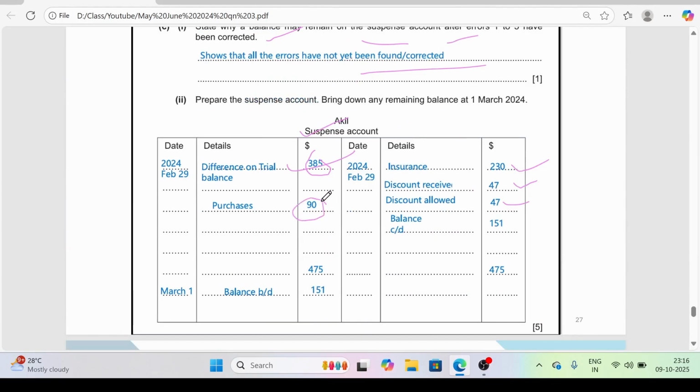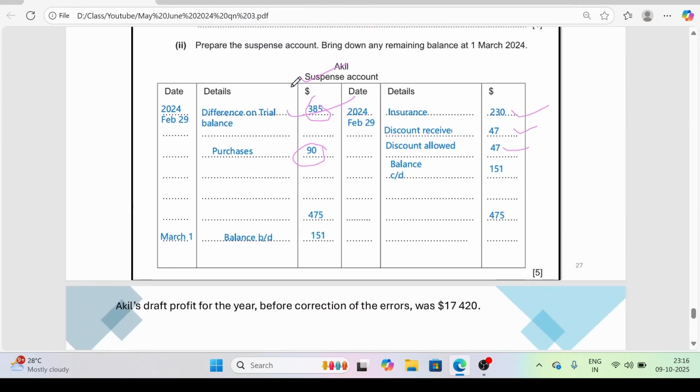Okay. Now we have to balance. Your debit side is more, 385 plus 90, 475. The same amount. You know the balancing figure, right? This is the balancing, so 475. Then if you minus from here, 475 minus 230, 47, 47, the difference figure will be 115.